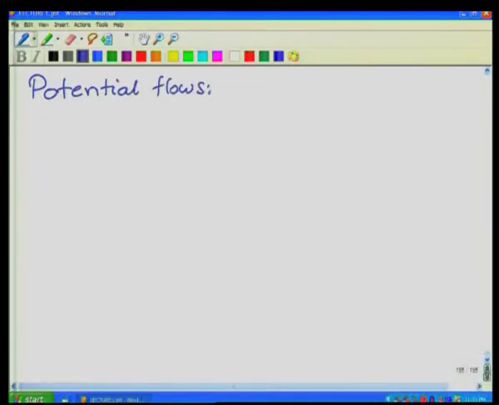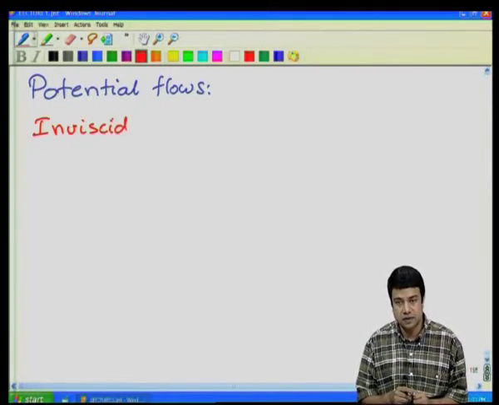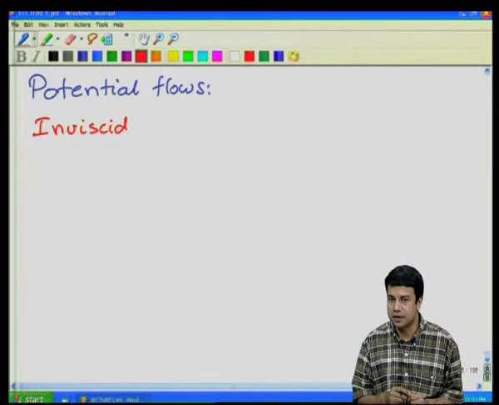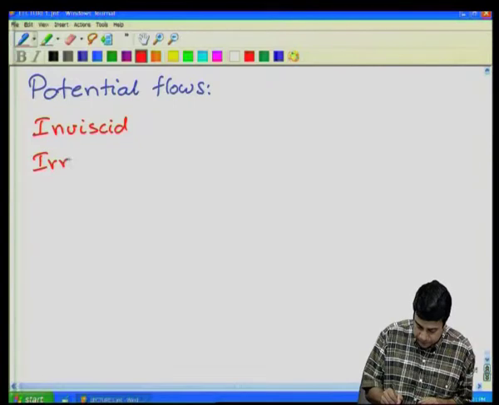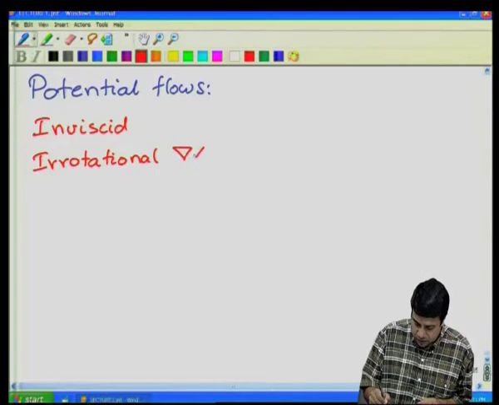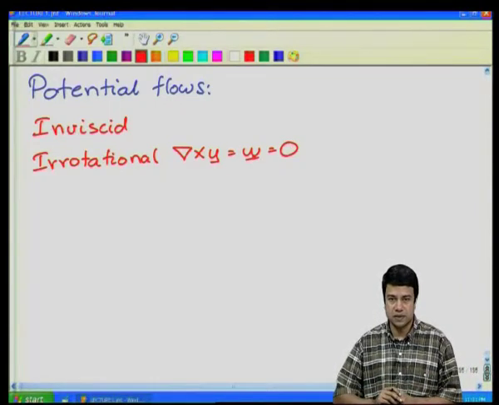They have two characteristics. One is they are inviscid, that is the viscosity is equal to 0. So, we completely neglect the viscous terms in the conservation equation, and they are also irrotational. Del cross u, which is the vorticity, is equal to 0 everywhere in the flow. Therefore, since the vorticity is equal to 0, the antisymmetric part of the rate of deformation tensor is equal to 0 everywhere in the flow.